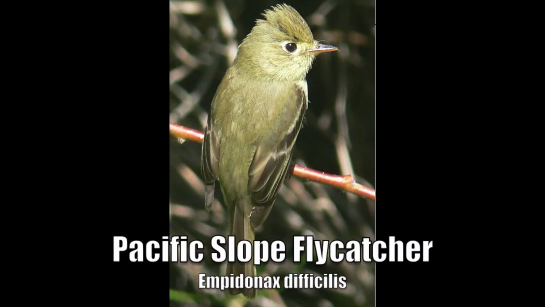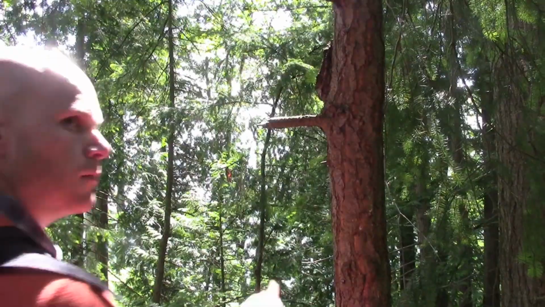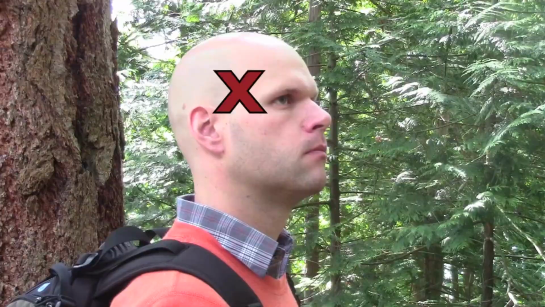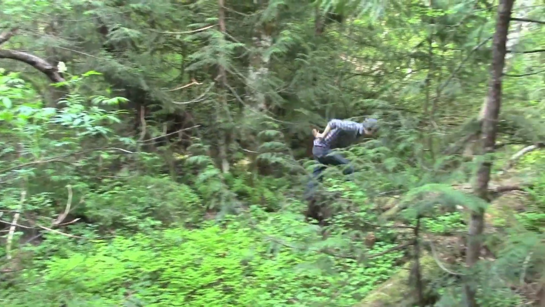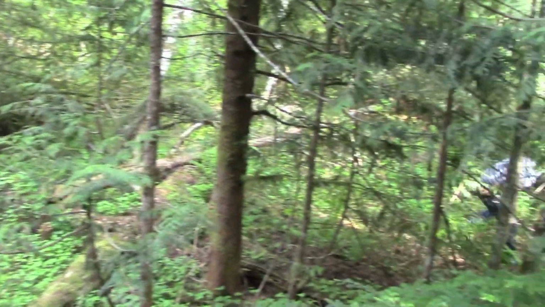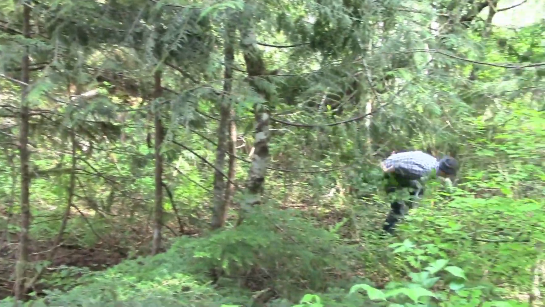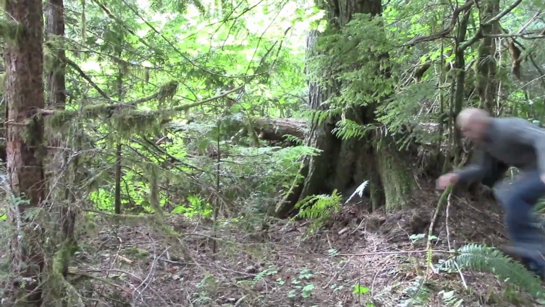The Pacific slope flycatcher, he hunts from perches like these for mosquitoes and gnats, he's got great hair, and he says... Next, the winter wren. This active little guy hangs out in the lower zone almost exclusively, where he flits around looking for insects and spiders. His song is distinct in that it is incredibly fast and complex.